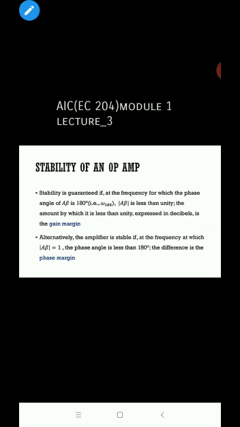the magnitude of A beta is less than unity. The amount by which it is less than unity, expressed in decibels, is the gain margin. Alternatively, the amplifier is stable if, at the frequency at which the magnitude of A beta equals 1, the phase angle is less than 180 degrees. The difference is called the phase margin.